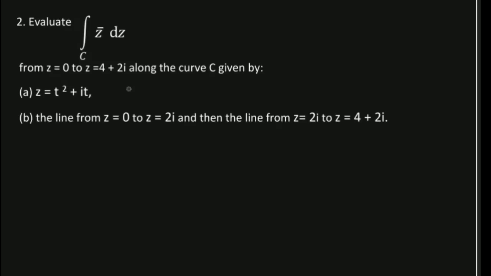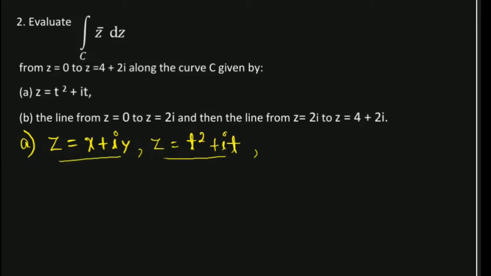Okay, so here is the next question from this topic, and the question is: evaluate the line integral from z equal to 0 to z equal to 4 plus 2i, C given by z is equal to t square plus it. So bit a, we know that z is equal to x plus iy, and here in the question it's given that z is equal to t square plus it. Now on comparing these two equations of z, we will get x is equal to t square and y is equal to t.